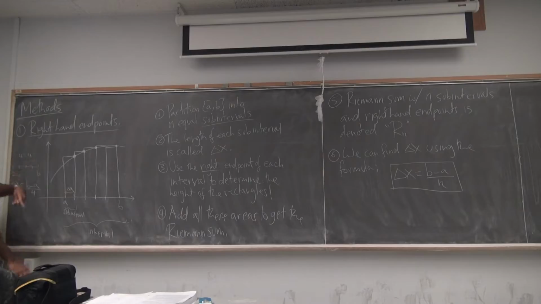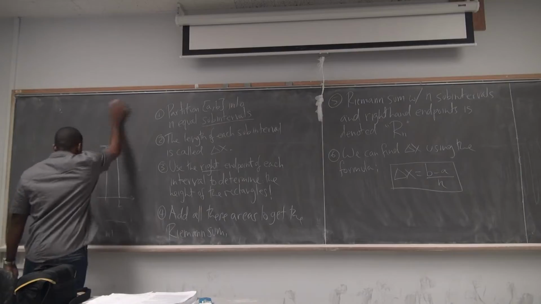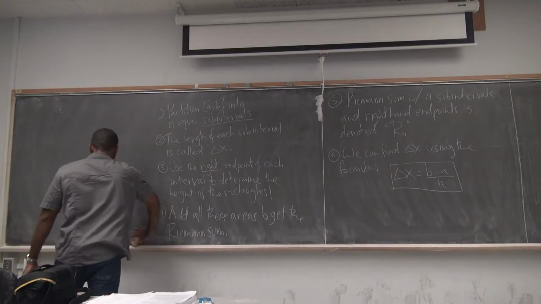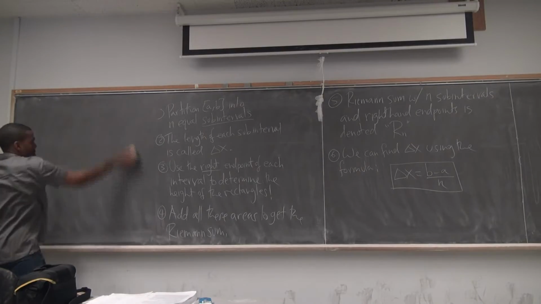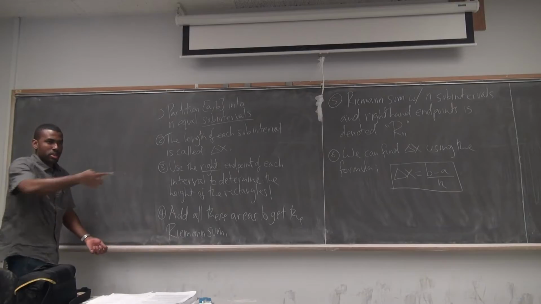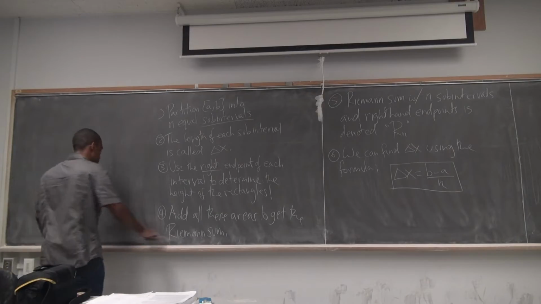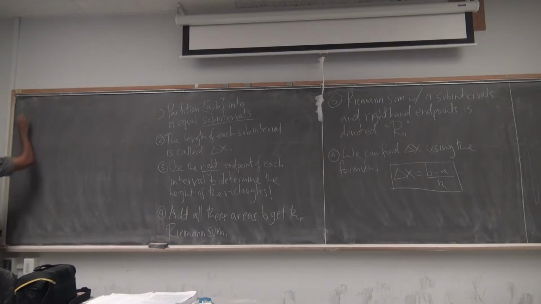So before I describe the other ones, let me actually just do an example with right-hand endpoints. Basically we're going to do right-hand endpoints, left-hand endpoints, and midpoints. They're all basically the same idea. It just depends on where you determine the height of the rectangle. So here would be an example.